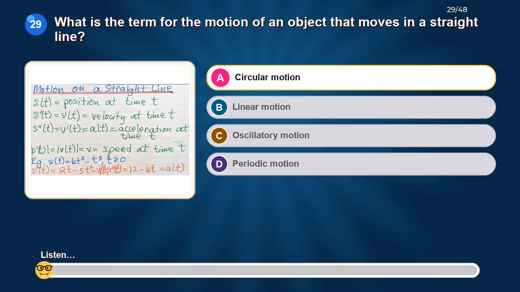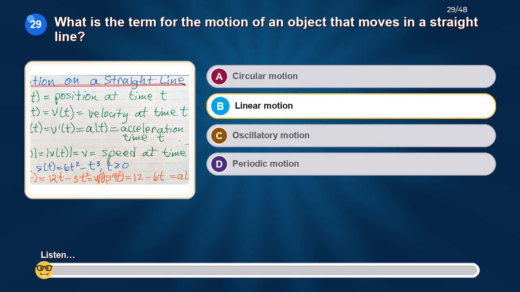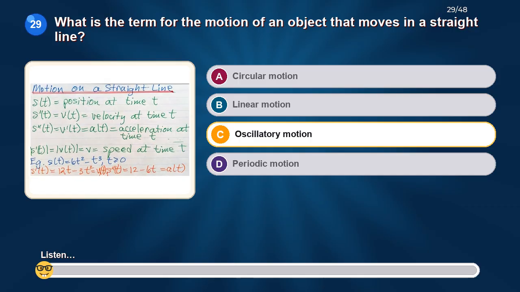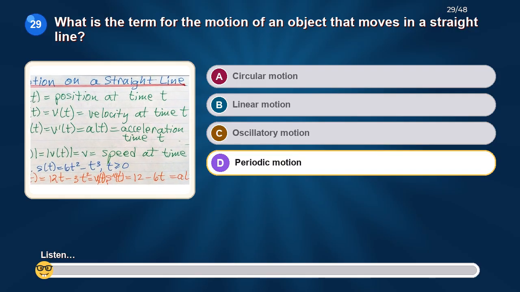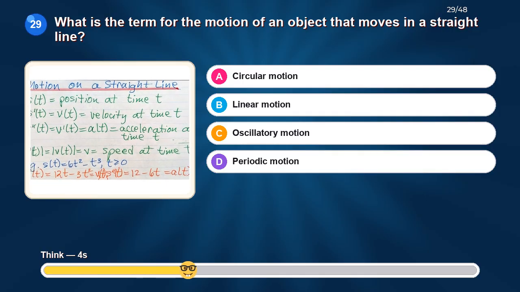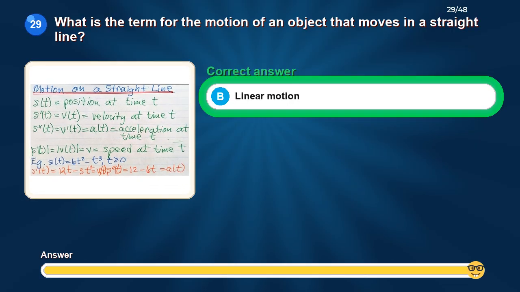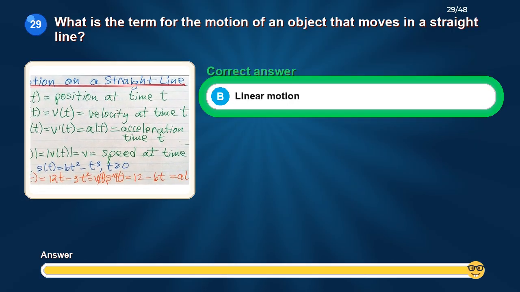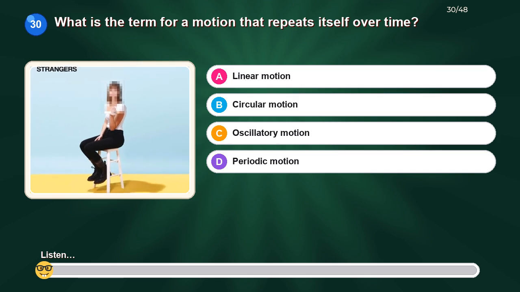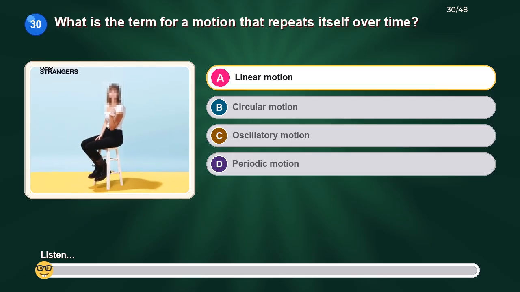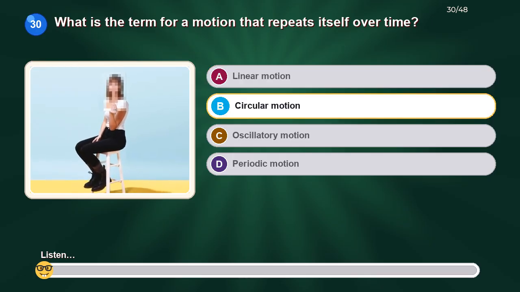Option A. Circular motion. Option B. Linear motion. Option C. Oscillatory motion. Option D. Periodic motion. The correct answer is linear motion. What is the term for a motion that repeats itself over time? Option A. Linear motion.